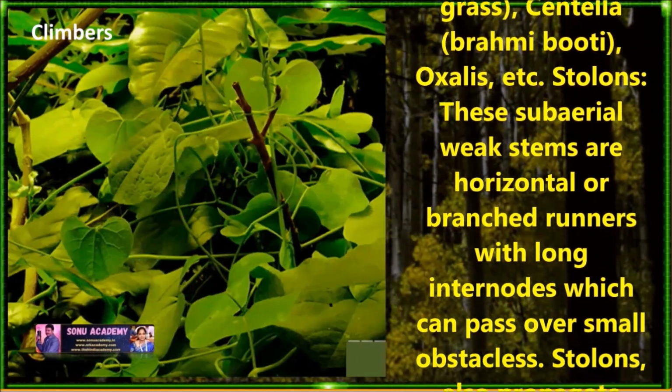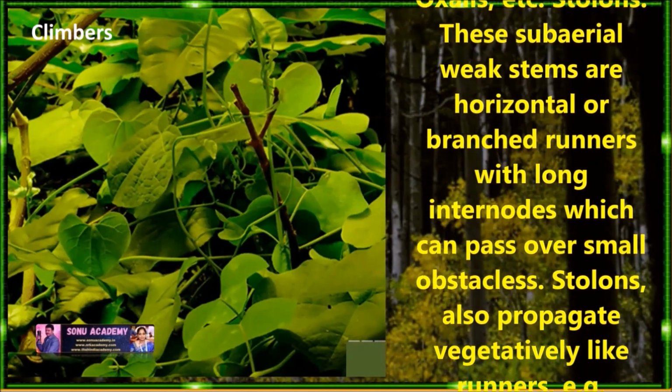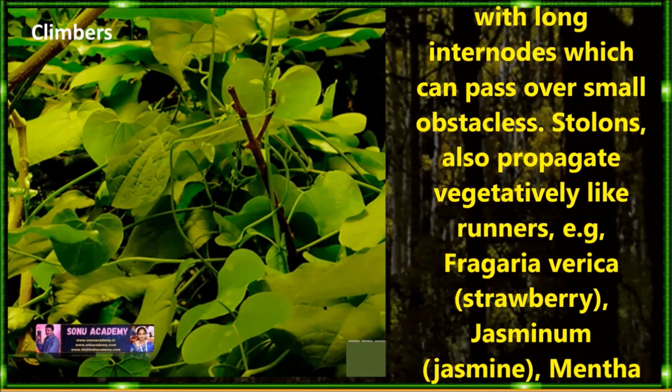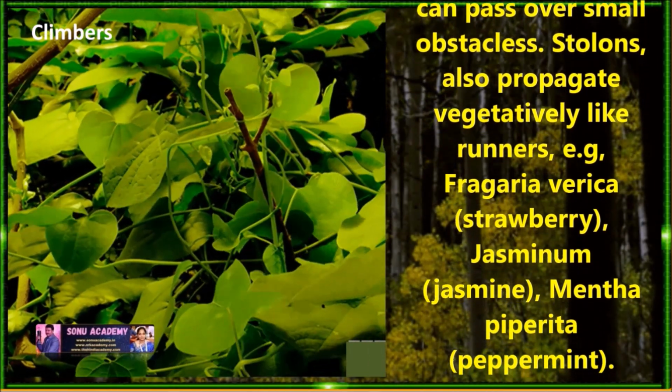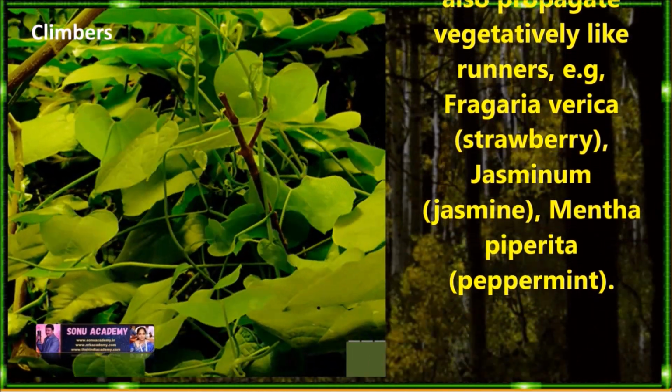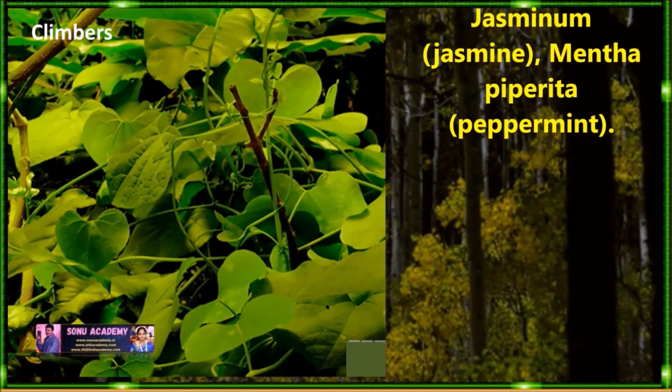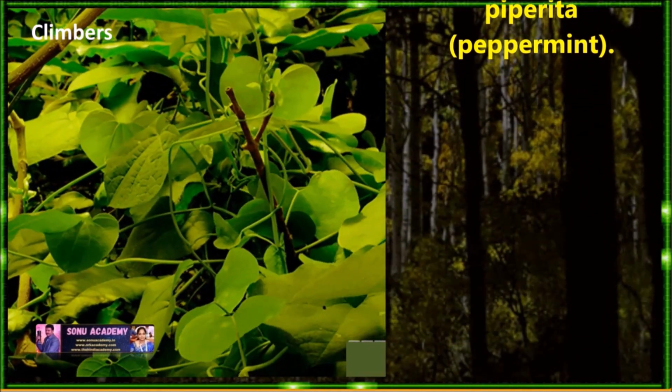Stolons. These subaerial weak stems are horizontal or branched runners with long internodes which can pass over small obstacles. Stolons are also propagated vegetatively like runners. Examples of these are jasmine, peppermint, strawberry, etc.